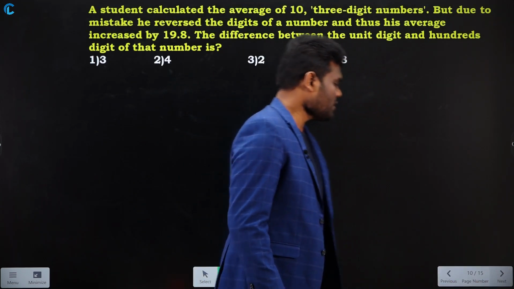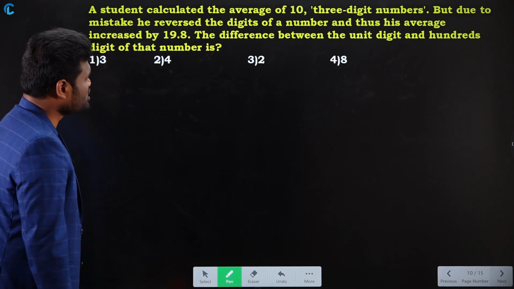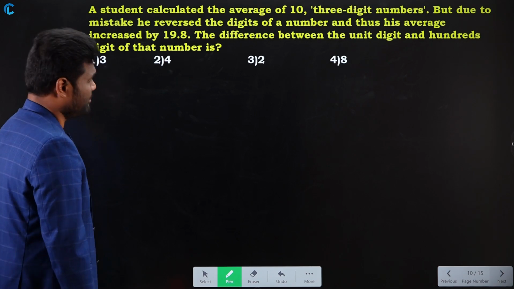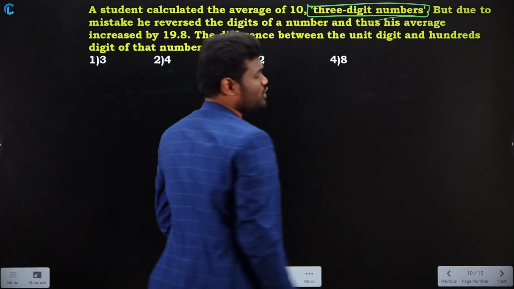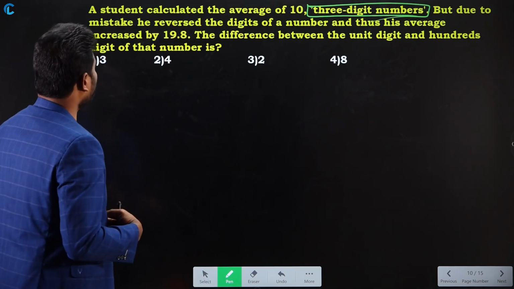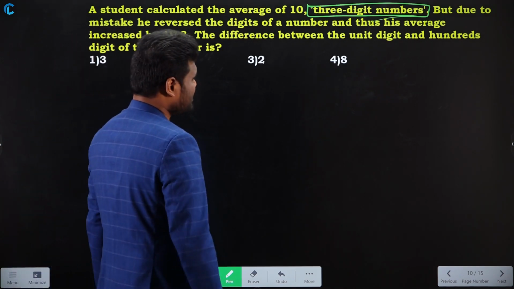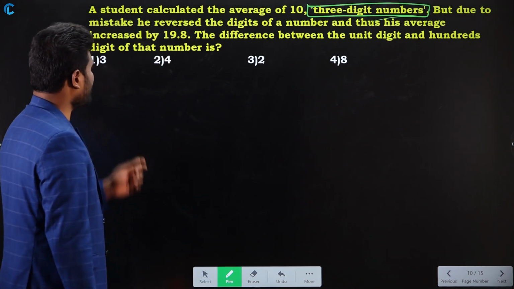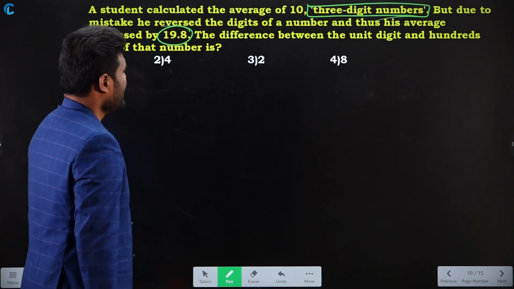Okay. Let us look at the next question. A student calculated the average of 10 3-digit numbers. Look here, in this question it is 3-digit numbers. Previously it was 2-digit numbers, now it is 3-digit numbers. But due to a mistake, he reversed the digits of a number and thus his average increased by 19.8. So the average increased by 19.8.